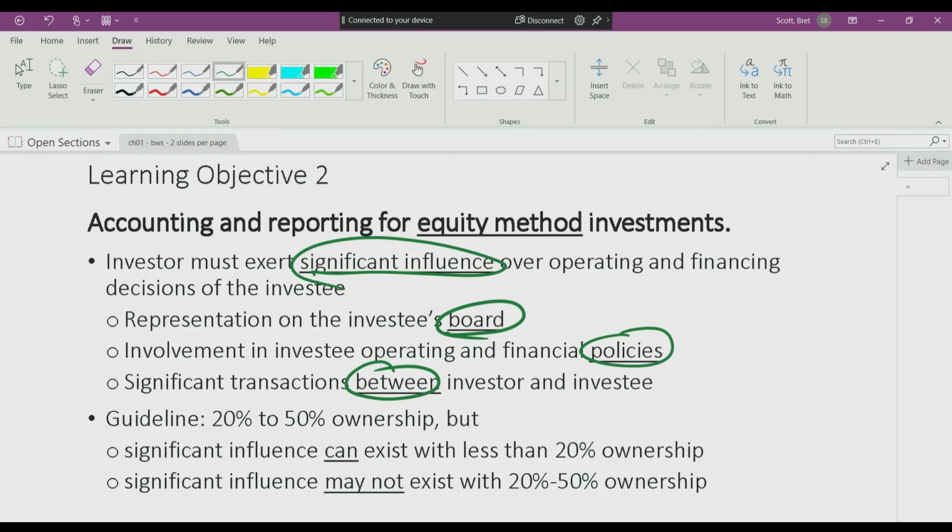So perhaps we have this kind of 40% stake in this investee where we can start doing business with each other. But that doesn't necessarily mean that we're going to get certain cuts or breaks in the pricing.